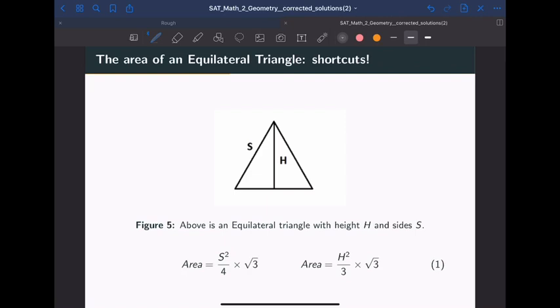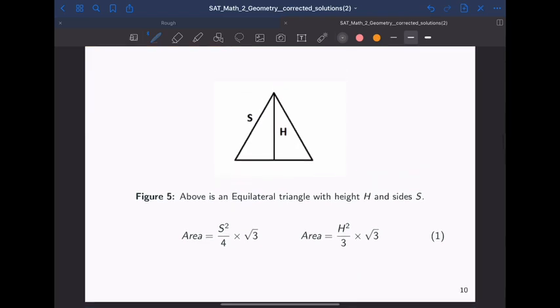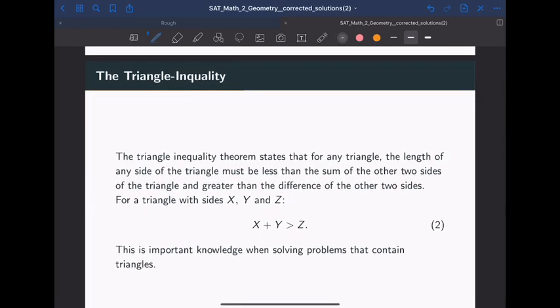Another formula that will be really helpful for you in the SAT is the area of an equilateral triangle, and we'll do an example in a bit which will employ one of these formulas. If you have an equilateral triangle, forgive my really bad drawing, and in the problem you know the height of it, you'll use this formula, and if you know the side of it, you can use this formula. Both of them are equivalent, and you can see if you can figure out how I came up with these formulas.